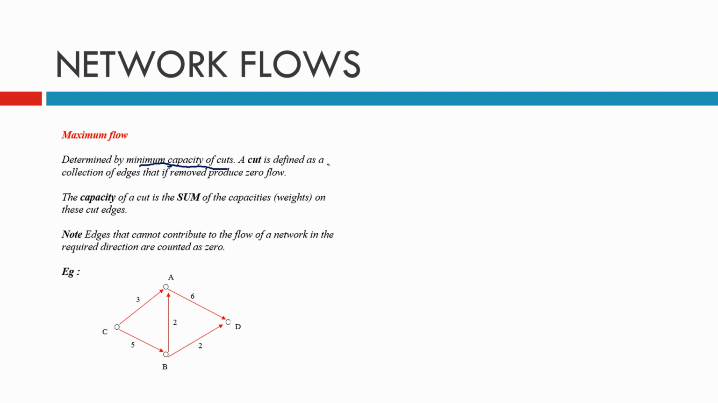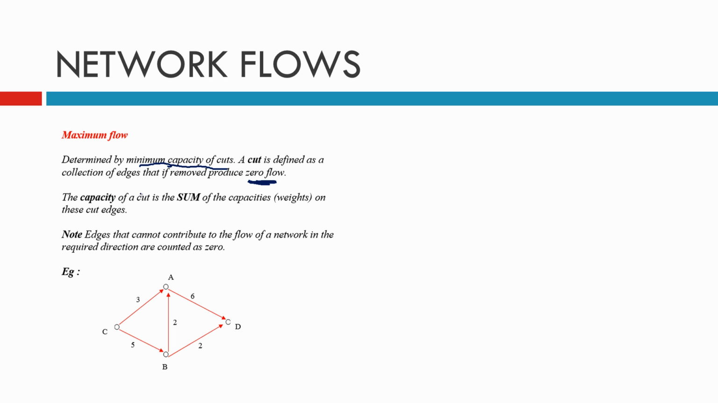A cut is defined as a collection of edges that, if removed, produce zero flow. That means we can't get from one spot to the other. So what I like to say is pretend we blow up some of these roads. Yeah, we can get to some spot as long as we can't get from the start to the finish. So they can stop in the middle, but we cannot complete our network.